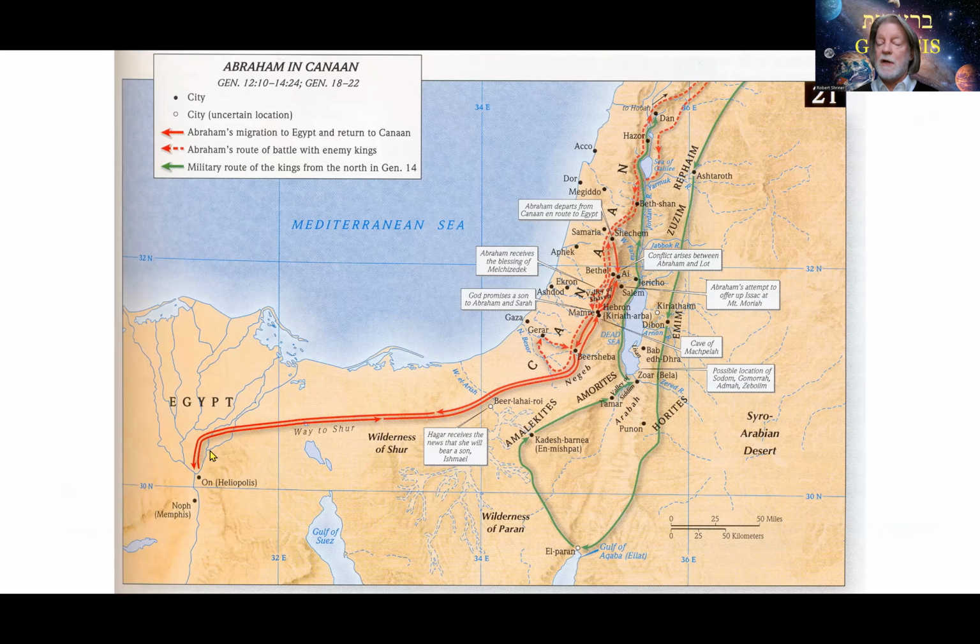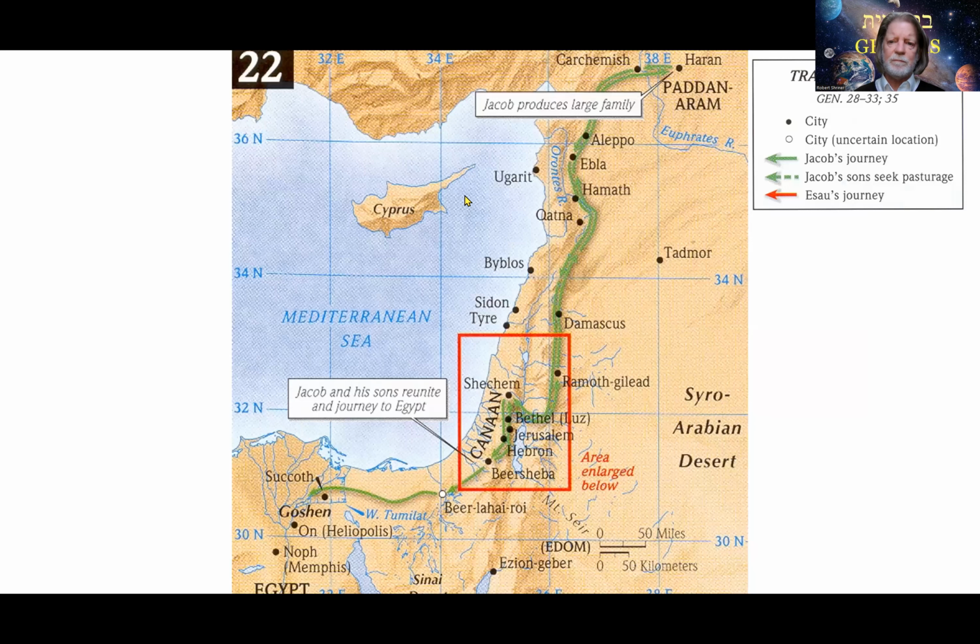So even from these early chapters of Genesis, we see, I guess it would be the geographical or the political boundaries from the river of Egypt on the west to the great river Euphrates on the east. So it's a huge parcel of land.